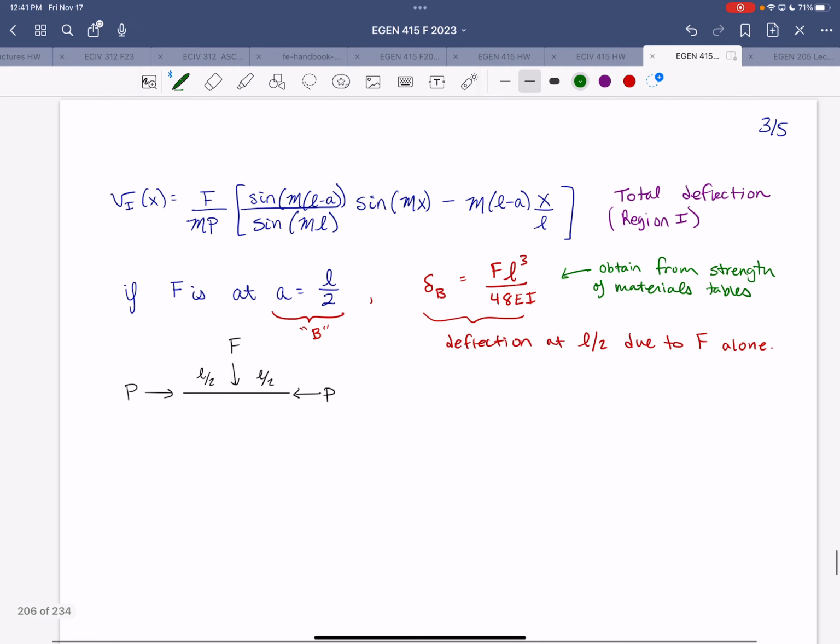All right, so the deflected shape would look something like this, where this represents the maximum transverse displacement when A is equal to L over 2.